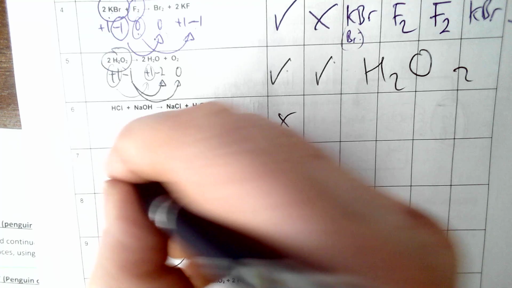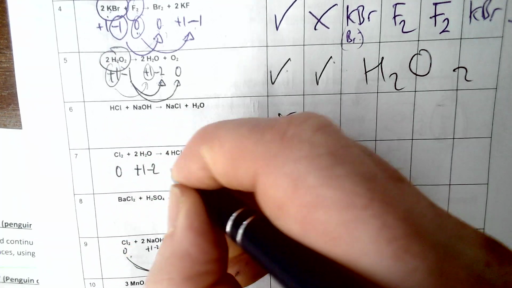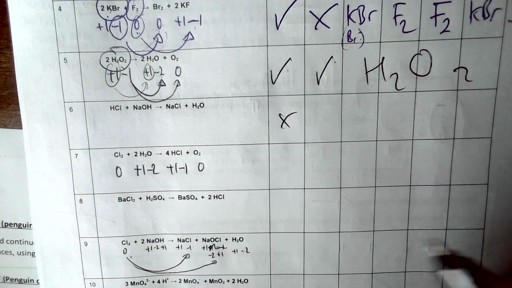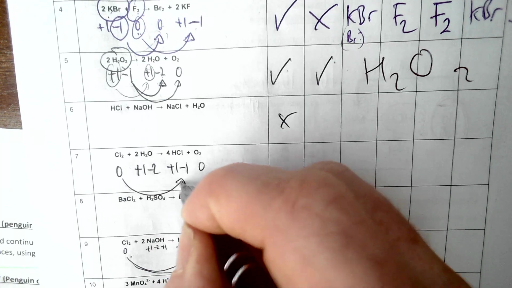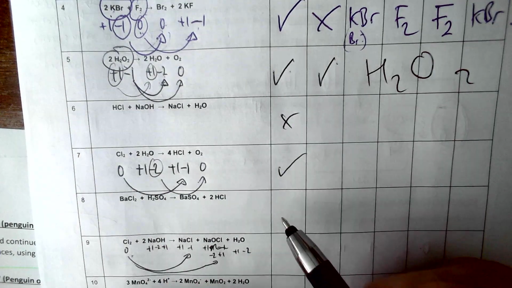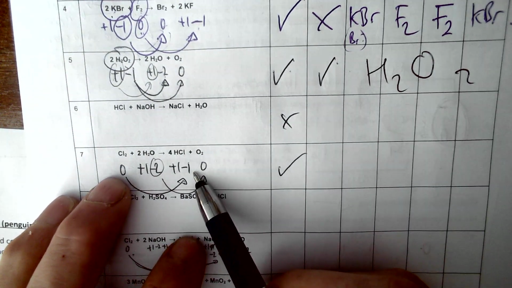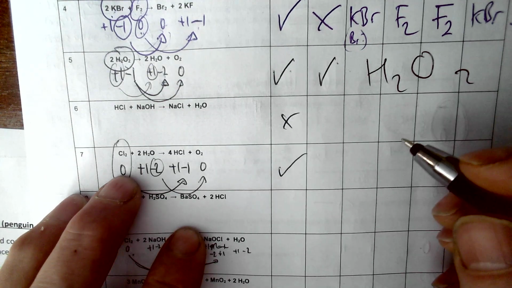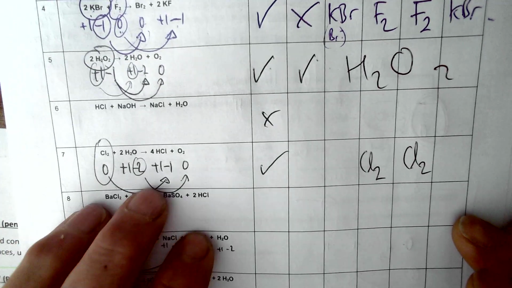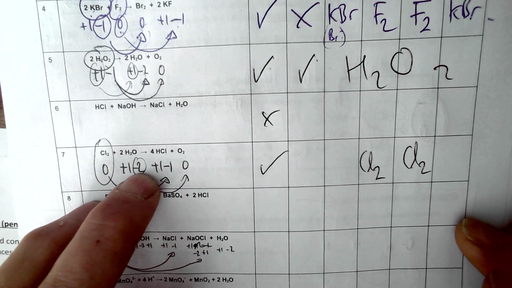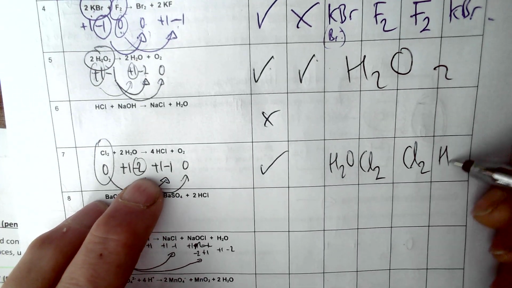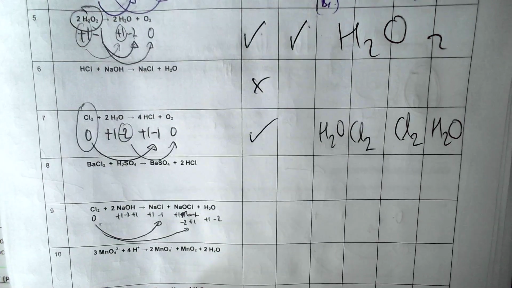So Cl2 is 0, H2O is +1, -2, H plus is +1, Cl is -1, oxygen is 0. So chlorine goes from 0 to -1, so it is redox. The oxygen goes from -2 to 0. All right, chlorine goes from 0 to -1, that's reduction. So Cl2 gets reduced. That means Cl2 is the oxidizing agent. The water goes from -2 to 0, so the oxygen in water is getting oxidized from -2 to 0, so water must be the reducing agent.